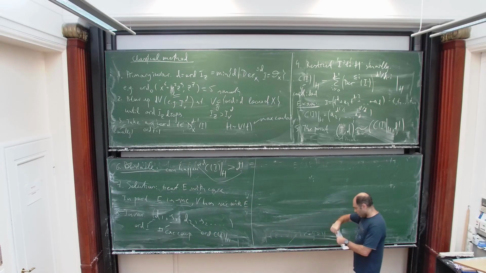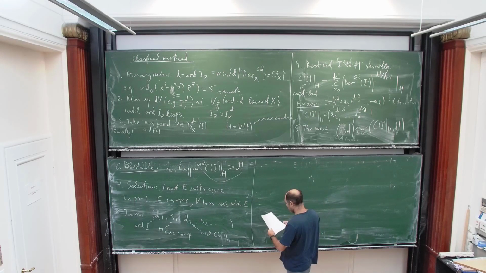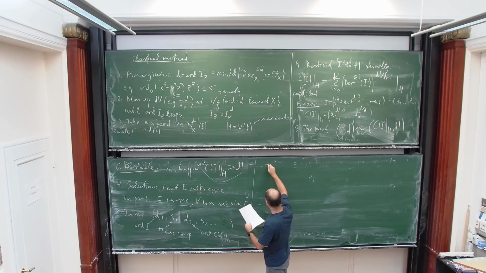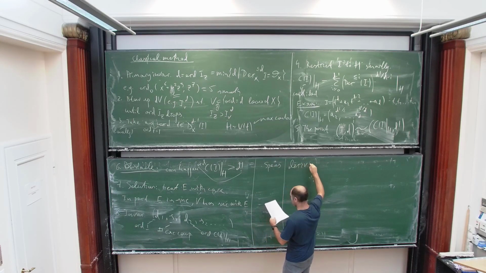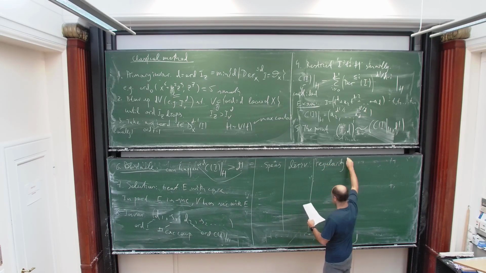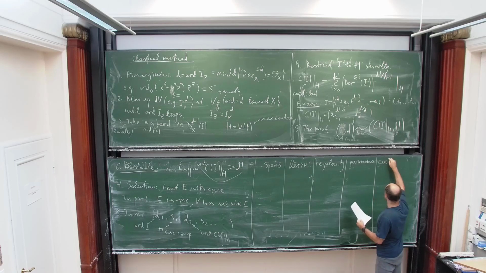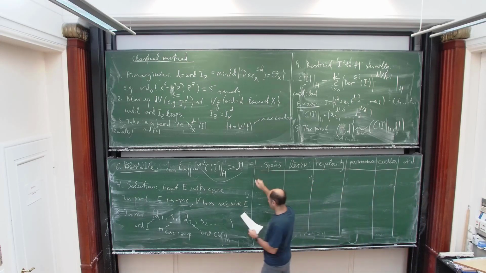Okay, good. Now maybe it's time to make a table. Let's consider the following columns: spaces, derivations, regularity, parameters of local structure, centers, and the order. And in the classical algorithm, we more or less described what the loop is.